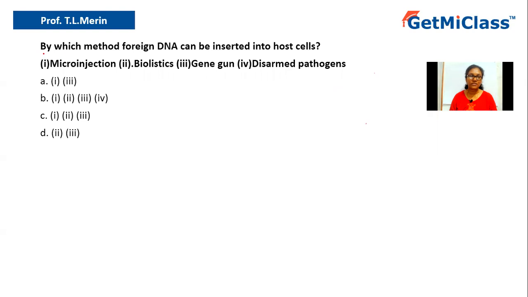Today we're going to solve this question, which is: by which method can foreign DNA be inserted into host cells? And they have given various methods. The first one is microinjection, second is biolistics, third is gene gun, and fourth is disarmed pathogens. So let us see the options. Option A says 1 and 3, option B says 1, 2, 3, and 4, option C says 1, 2, 3, and option D says 2 and 3.